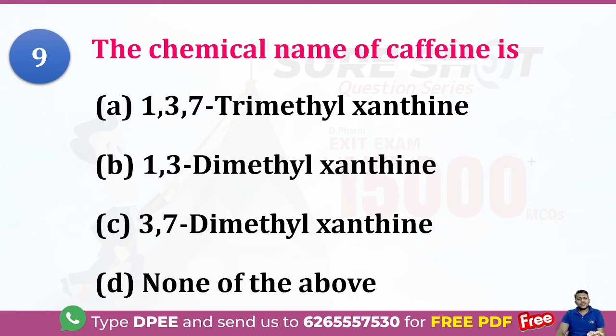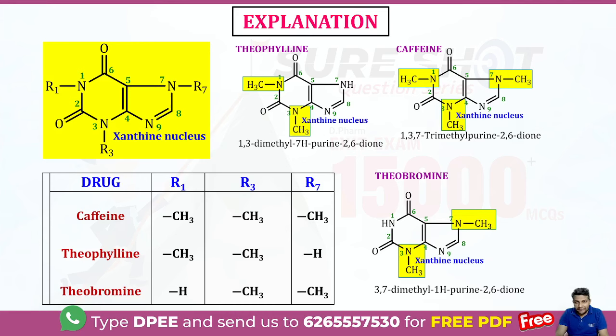So next question for you, the chemical name of caffeine. This is my favorite question, caffeine. I remember it this way: C comes on the third position, like A is on the first position, B is on the second position, and C is on the third position. So caffeine, that is on the third position, means it has the 3-methyl group. 3-methyl group and 137. I am remembering this point, you also have to remember the same. 137 trimethylxanthine is the chemical name of your caffeine.